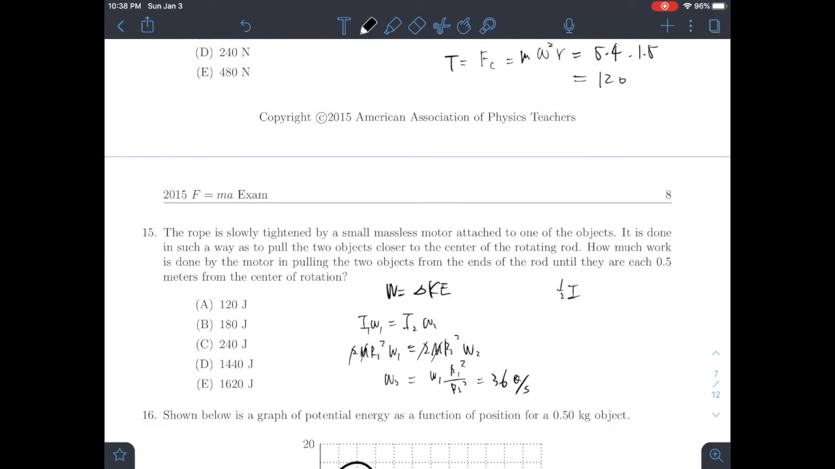Let's plug into our changing kinetic energy, which is 1/2 I1 omega 1 squared minus 1/2 I2 omega 2 squared. Right? And you need the absolute sign for that. So 1/2 times 2 m r1 squared times omega 1 squared minus 1/2 times 2 m omega 2 squared times r2 squared. We plug it into the calculator. We get the answer is 1440, which is D. Okay.